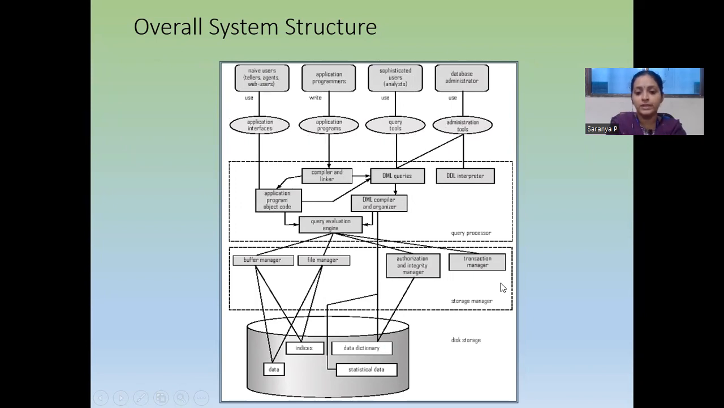In here, it is a storage manager. In this part, transaction management occurs with authorization and integrity manager and other tasks. And this is your actual disk storage. In this, your actual data will be stored physically and the data dictionary will also exist. And this is the overall database design. We will see each and every part in detail.